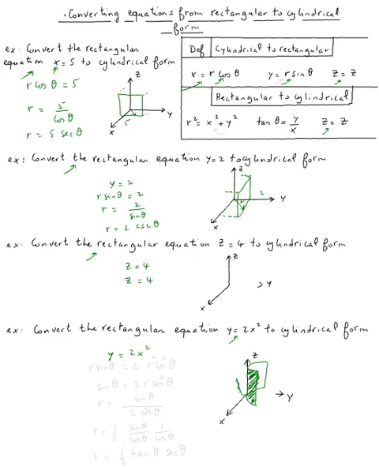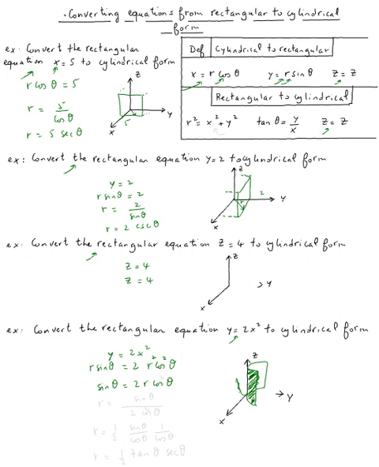Alright, so what do we do? Again, we only want thetas, z's, and r's. So we replace y by r sine theta, and x is replaced by r cosine theta, because it's squared, I have to square this also. Now divide by r on both sides. So I'll have sine theta is equal to 2r cosine squared theta.